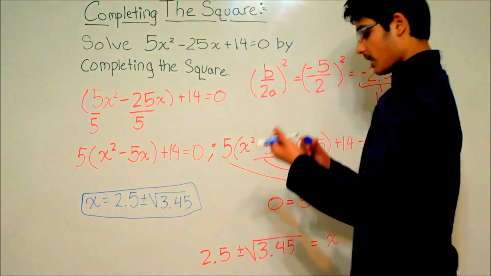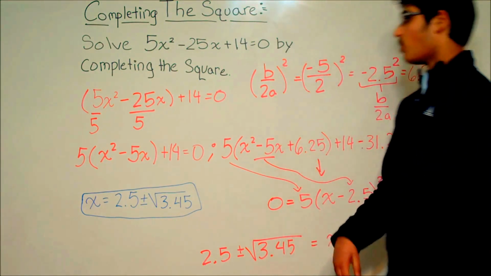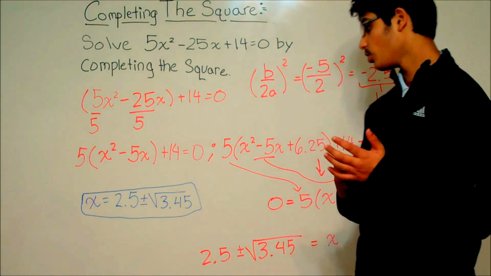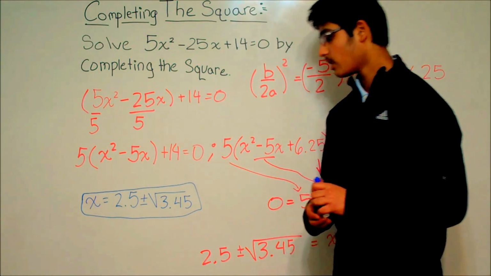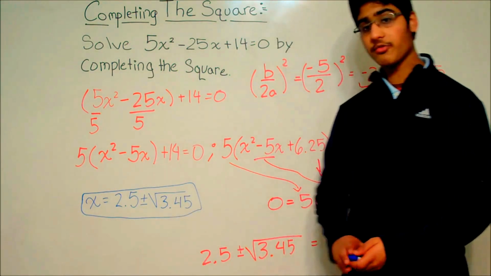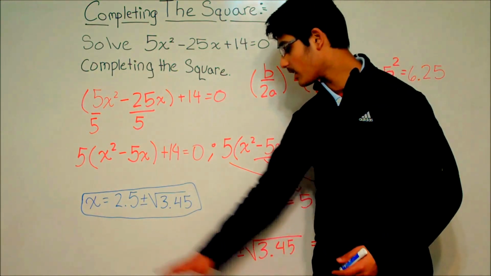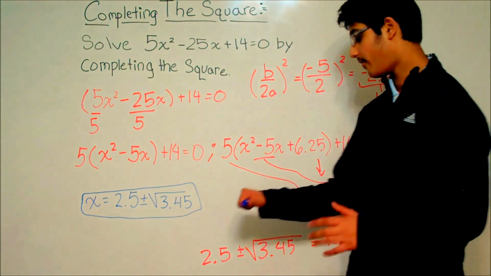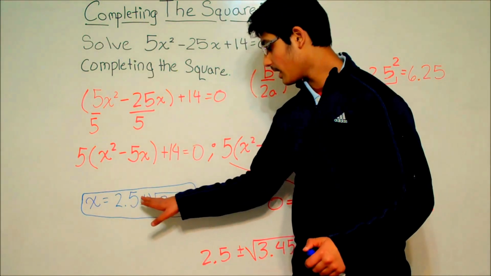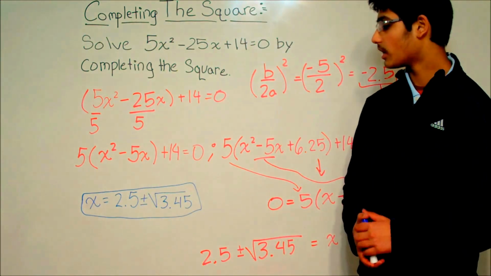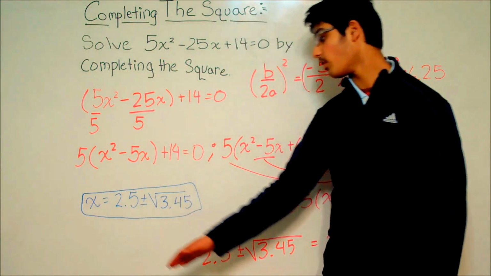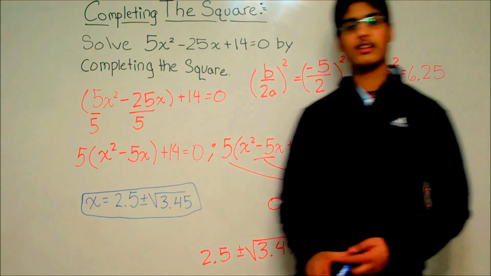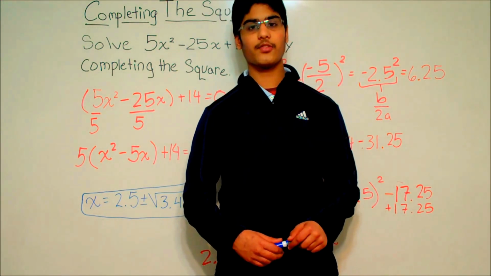Now, we know that usually, when this is not a perfect square trinomial, there are two x values, or two zeros. Now here, there are two zeros. The reason there are two zeros is because there's plus or minus. So they create two different values when we add or subtract. So, the answer to this problem is x is equal to 2.5 plus or minus the square root of 3.45. Today we learned about completing the square. Thank you for watching this video.